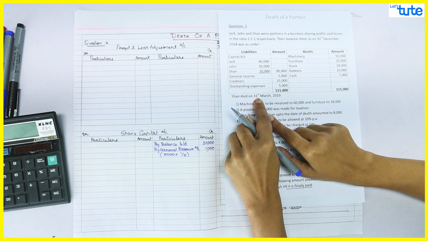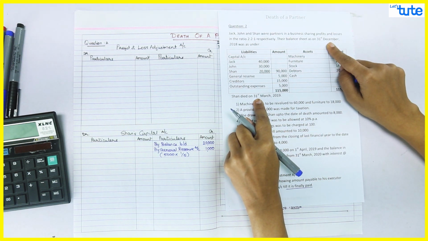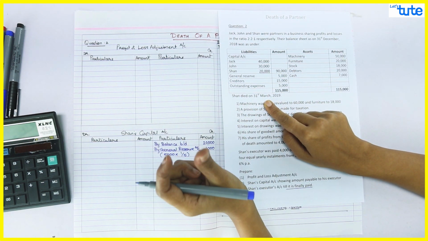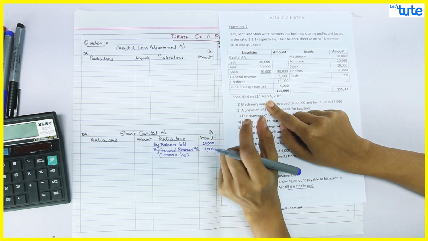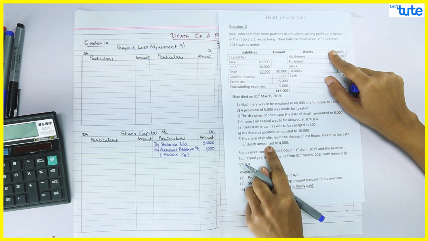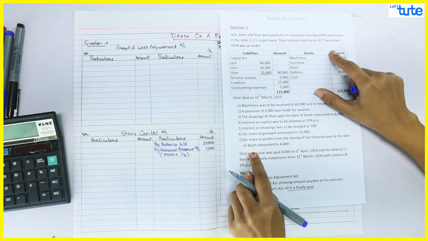Now Shan died on 31st March. Do remember that from 31st December till 31st March we need to give profit share also to Mr. Shan because he was there as a partner for these 3 months, and that information is also given to you in adjustment number 7. So that will be dealt with when we do all the adjustments.